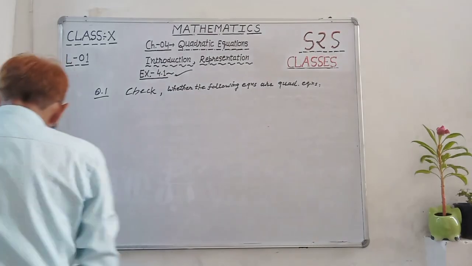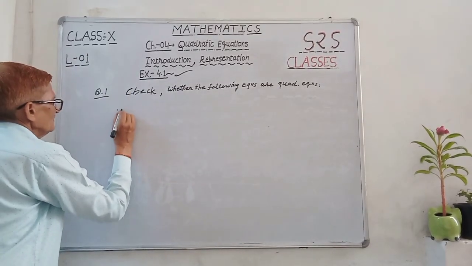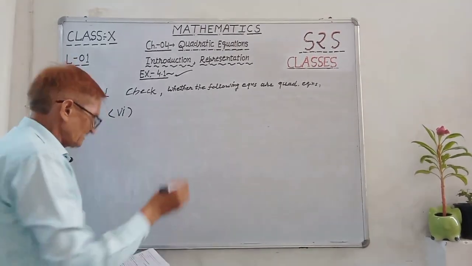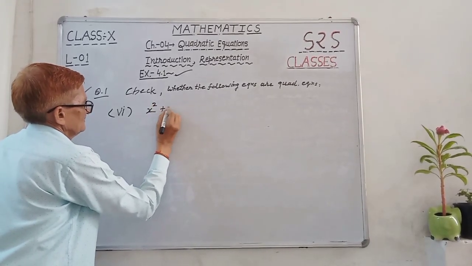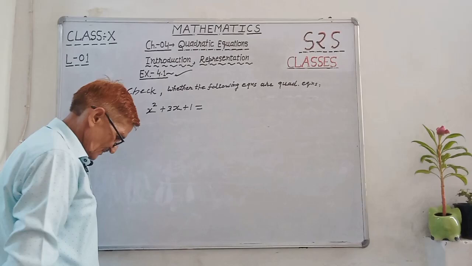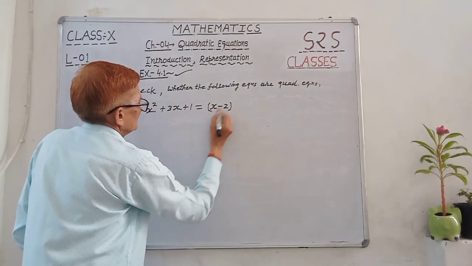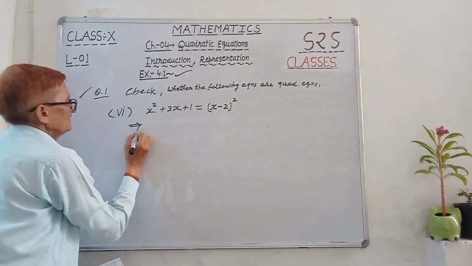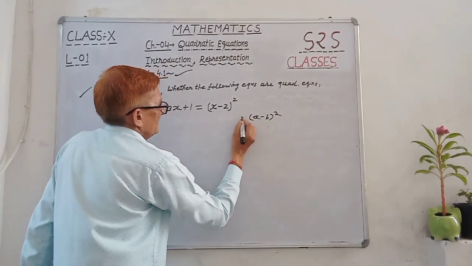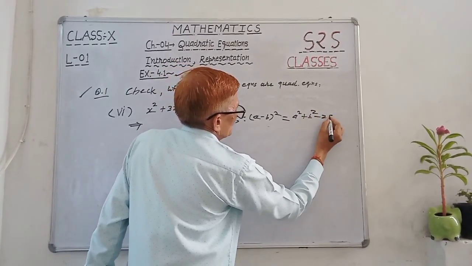Okay? Second part, fourth part you can do, fifth part you can do similarly, then sixth part. I am doing the sixth part now. You see the sixth part of question 1. Okay? Now the sixth part is x square plus 3x plus 1 is equal to (x minus 2) whole square. Simplify it. This side whole square, simplify by the formula (a minus b) whole square. Okay? What is this? a square plus b square minus 2ab.